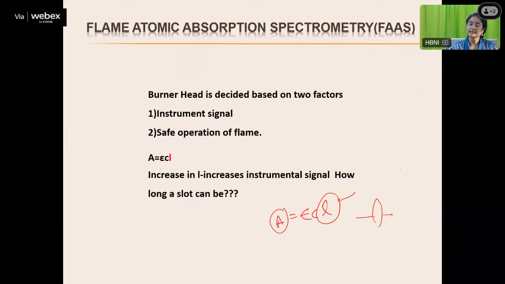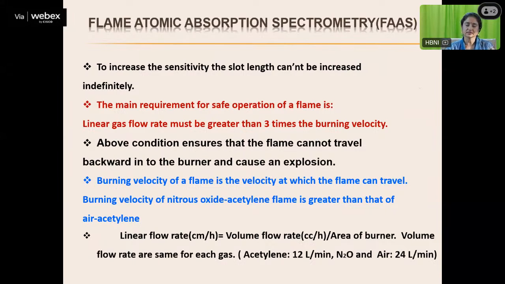But whether this length can be increased indefinitely, like if you do it 1 meter of length, it is not possible. There is a limitation to how much you can increase the slot length. Finally, the slot length has been increased, and it is found that 100 centimeter for air acetylene and 50 centimeter for nitrous oxide acetylene flame can be done. As I have told you, to increase the sensitivity, the slot length cannot be increased indefinitely.